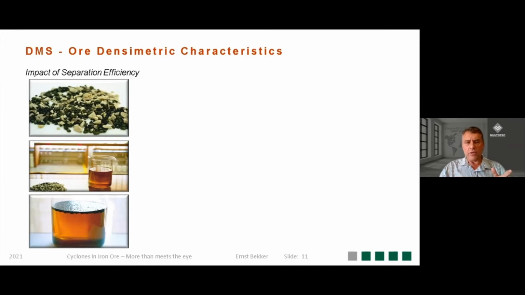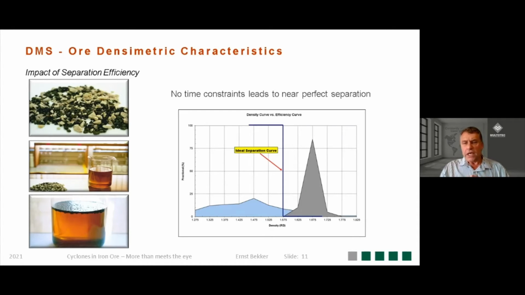The example on the laboratory scale, where you introduce the material into the liquid, indicated, if you look at the bottom picture, a very clean separation. But the reason why it's a clean separation is because there's no time constraints, and it leads to near perfect separation. So in this graph, you've got on the x-axis the densities, and on the y-axis the fractional percentage of material. And the blue line indicates then the perfect separation.